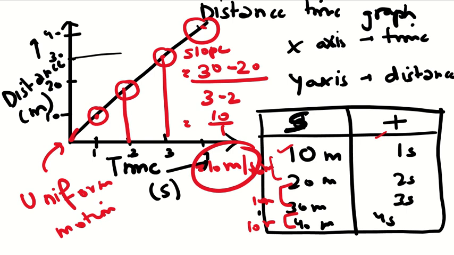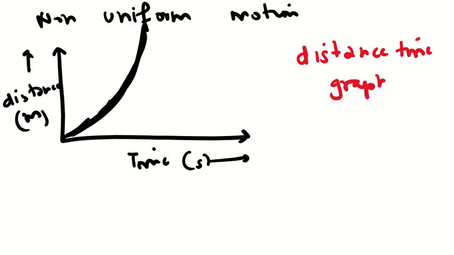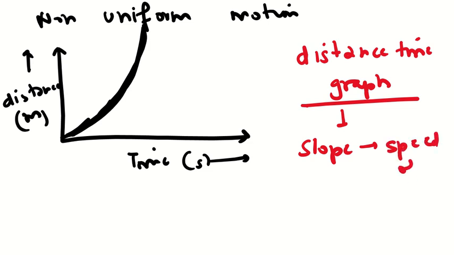So you have to keep in mind that in a distance time graph, the slope tells us the speed of the object, whether it is uniform or non-uniform motion, at that particular period of time.